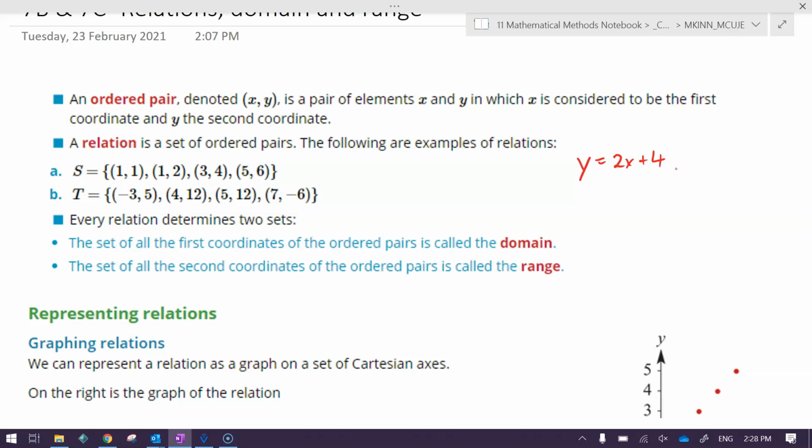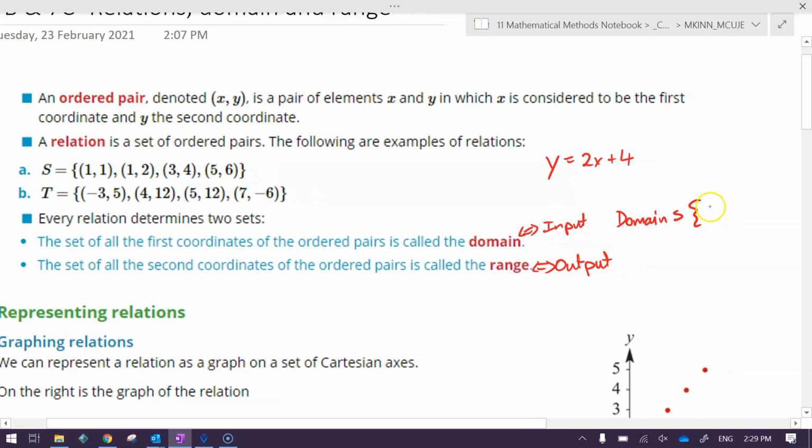Within the ordered pairs, each set gets a different name. The first element in the pair is called the domain. You think of that as your input into the relation. The range, we think of that as the output. So we put numbers in, and then we follow whatever the rule is, and it puts out a number as the output.